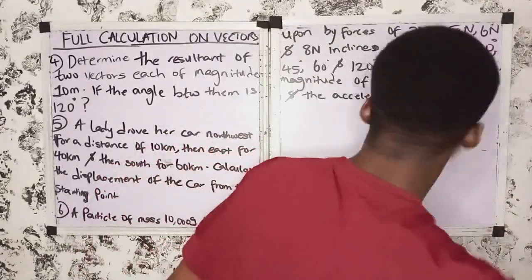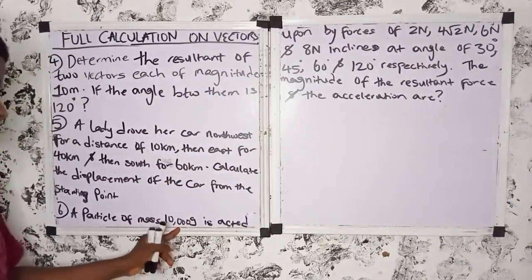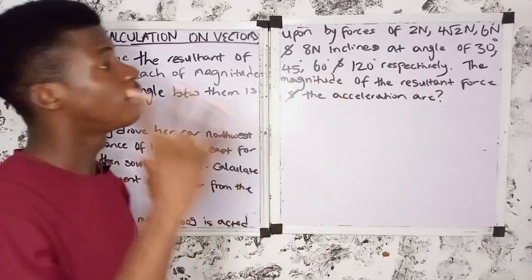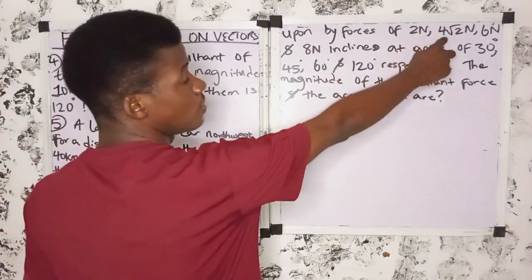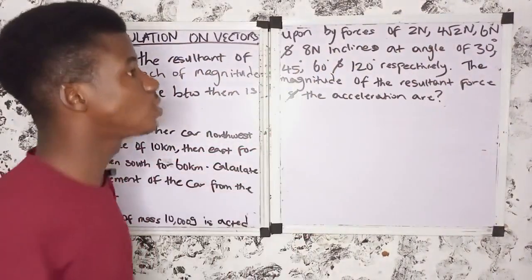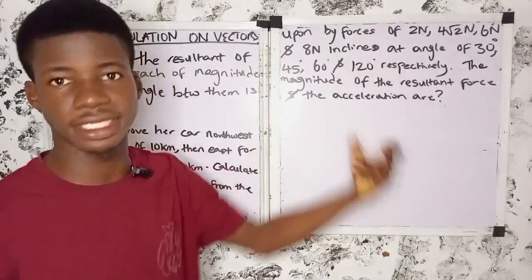Now question 6. They said a particle of mass 10,000 grams is acted upon by forces 2 Newton, 4 root 2 Newton, 6 Newton and 8 Newton, inclined at angles 30 degree, 45 degree, 60 degree and 120 degree respectively.